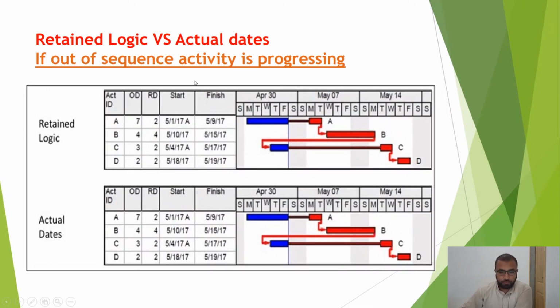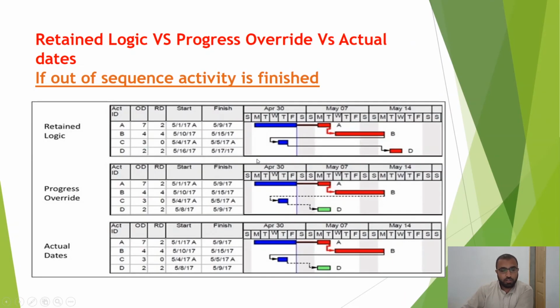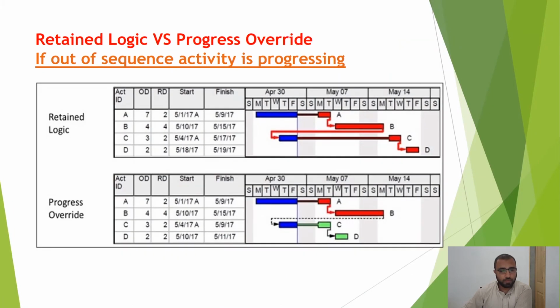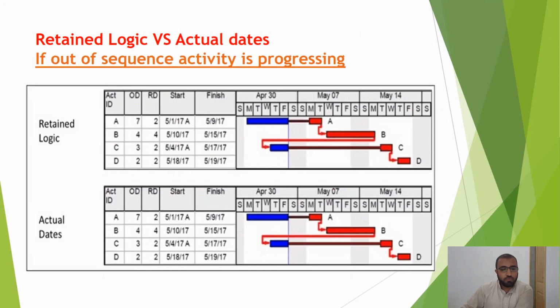So retained logic versus progress override versus actual dates. So there is another option, third option. If your out of sequence activity is finished, so if your out of sequence activity is still progressing, so what is the actual dates option? If you choose the actual dates option when your activity is still progressing, it will behave the same like the retained logic.